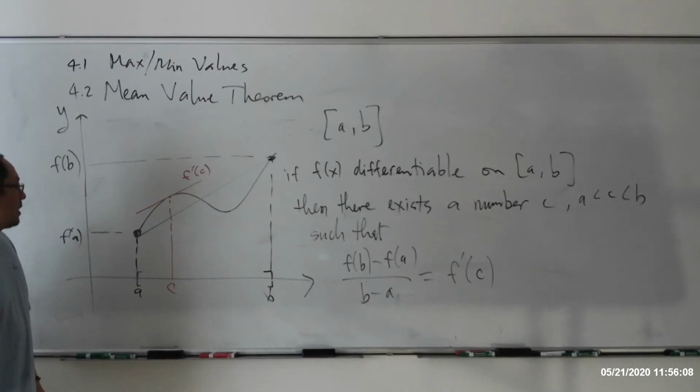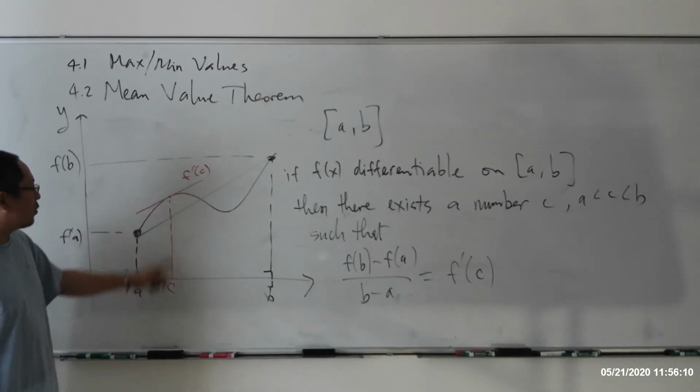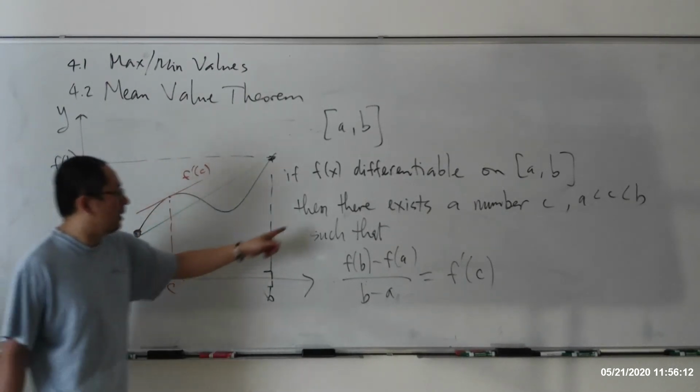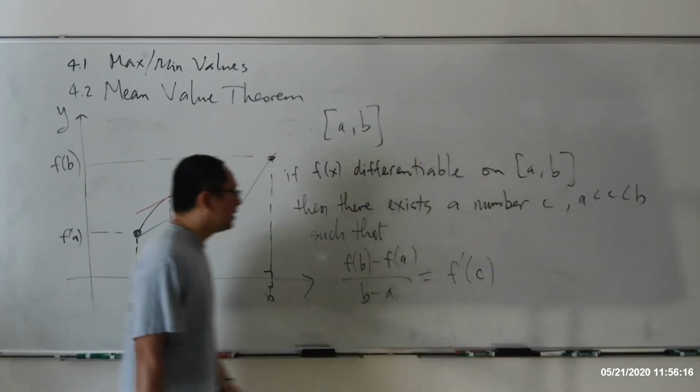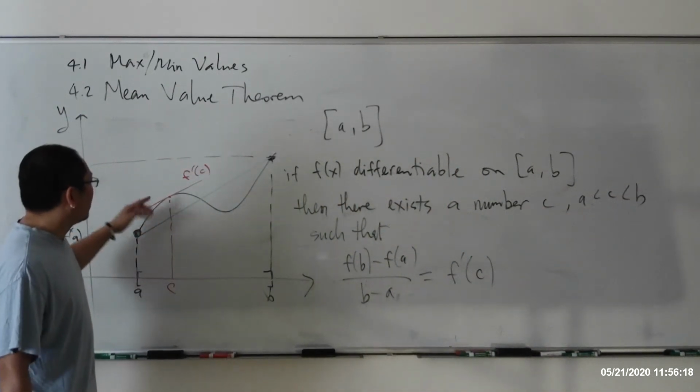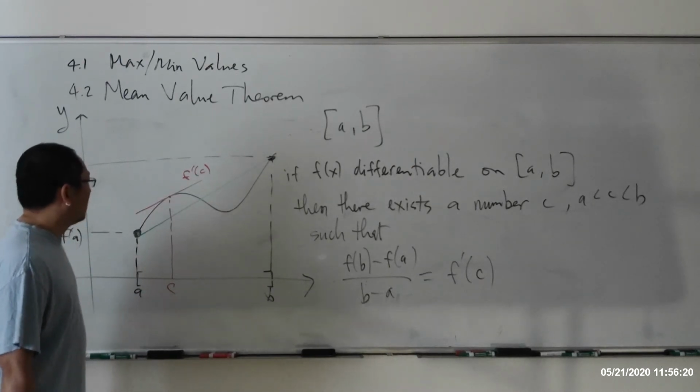The theorem says what? You can always find at least one value C somewhere between A and B. There exists a number C, and C is between A and B, all right, such that what? The slope of the tangent line through C.